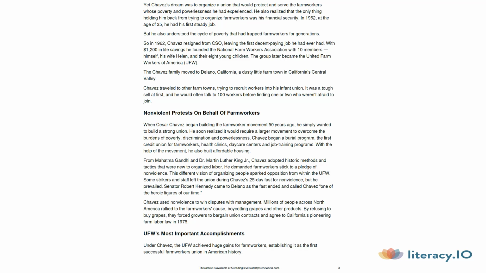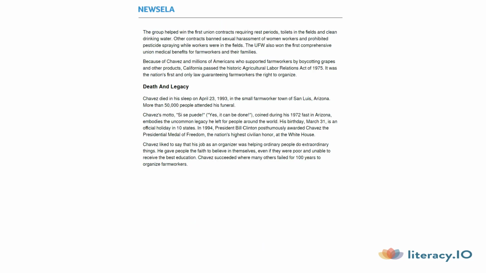Under Chavez, the UFW achieved huge gains for farm workers, establishing it as the first successful farm workers union in American history. The group helped win the first union contracts requiring rest periods, toilets in the fields, and clean drinking water. Other contracts banned harassment of women workers and prohibited pesticide spraying while workers were in the fields. The UFW also won the first comprehensive union medical benefits for farm workers and their families.